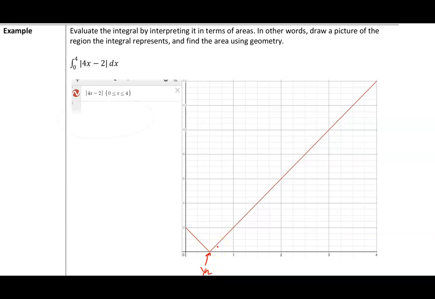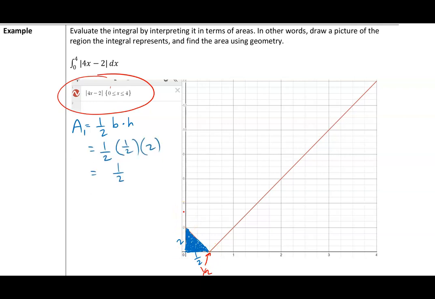Now we also know that the area of a triangle is given by the formula 1/2 times base times height. So the base of this is going to be 1/2. It's again the distance from 0 to a half, and the height is 2. So if I find the area of that blue triangle, it'll be 1/2 times the base, which is 1/2, times the height, which is 2, and that gives you just 1/2.